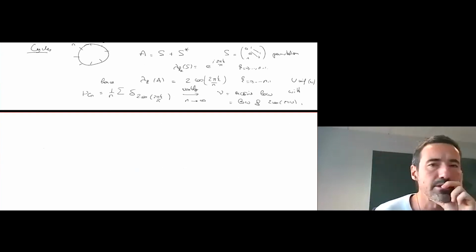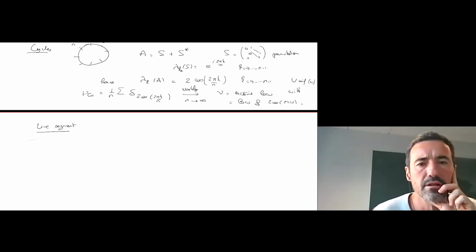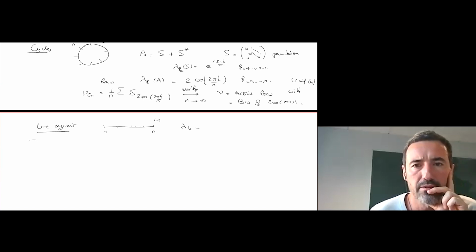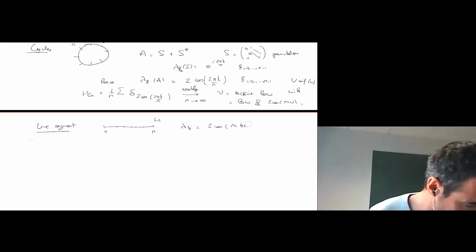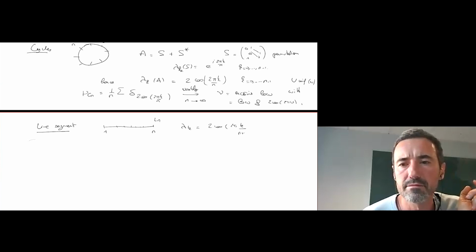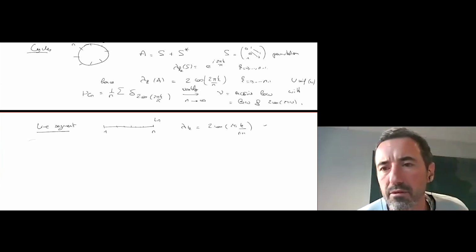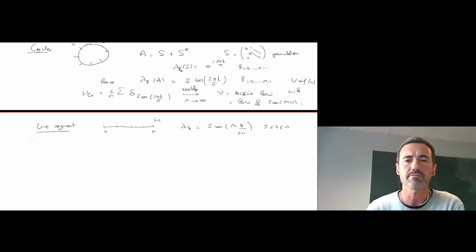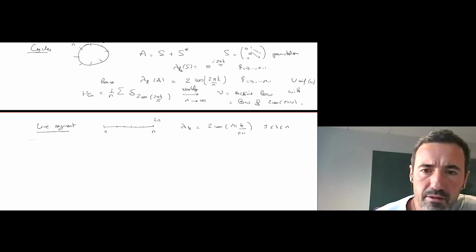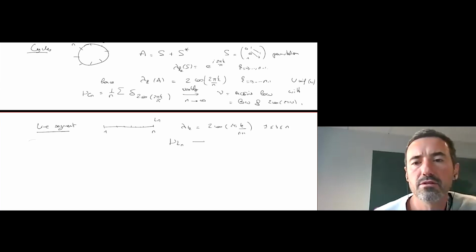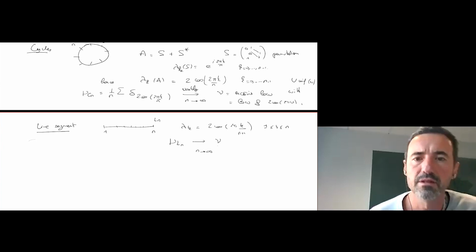Okay, same way, if you consider the line segment of length n, the eigenvalues, it's an exercise. The eigenvalues are the 2 cosine of, sorry, I have to look, it's pi k over n plus 1, I think, for k going from 1 to n. And you also deduce that the spectral measure, so the empirical distribution of the eigenvalues of the line segment, converges also to mu as n goes to infinity. Okay.